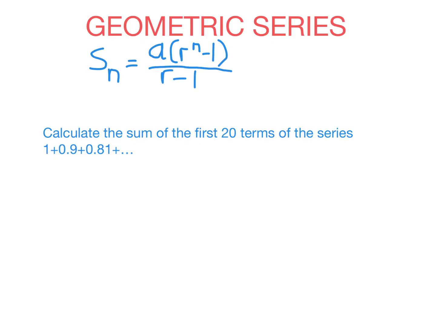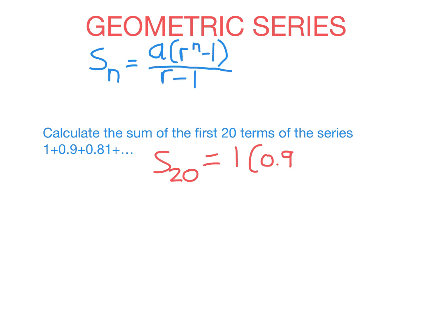So let's use this formula to calculate the sum of the first 20 terms of this series here. So we're looking to calculate S20, that means n is 20. A is the first term, just 1. R is equal to this divided by this, or this divided by this. R is equal to 0.9. That's what we're multiplying by each time, times by 0.9 each time. Again, if you don't know what R is, just take any term and divide by the previous term.